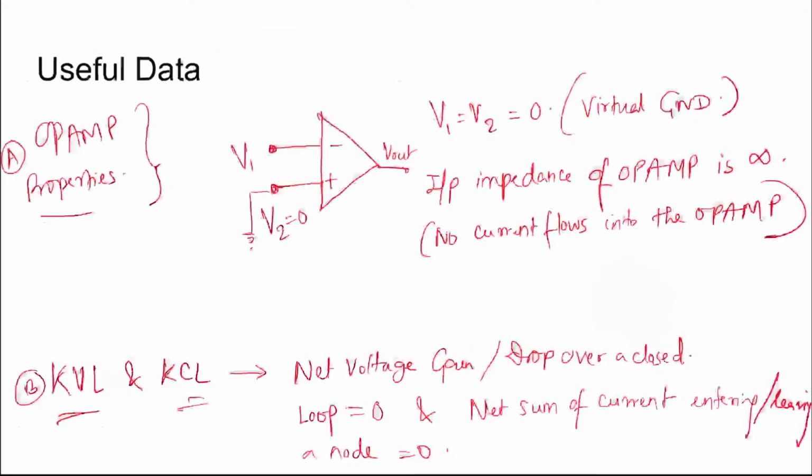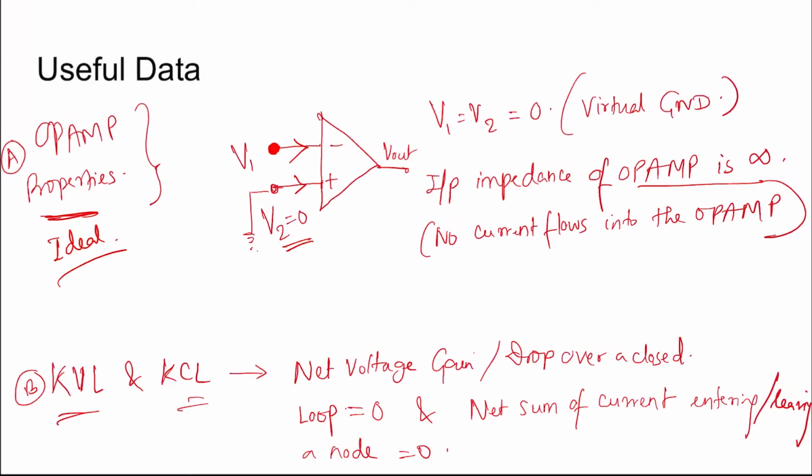Useful data is that for an ideal op amp, if the voltage at one of the terminals is V2 equal to 0, then the other terminal voltage V1 will also be equal to V2, which is equal to 0. This phenomenon is known as virtual ground. The input impedance of the op amp is infinity, hence no current flows into the op amp terminals.